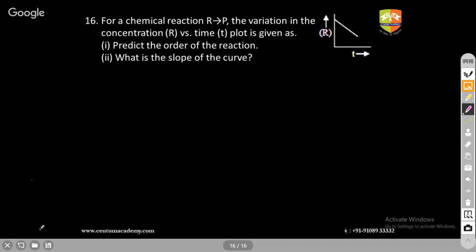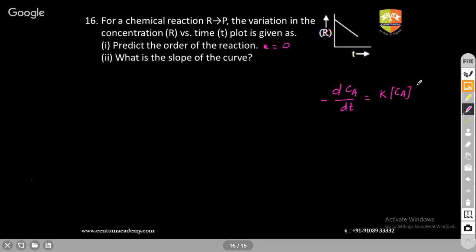Slope is nothing but rate constant. Order of the reaction is 0. And slope, actually you can easily do this. Suppose the rate minus dCA by dt is equal to k times the concentration of A, that is CA, right?